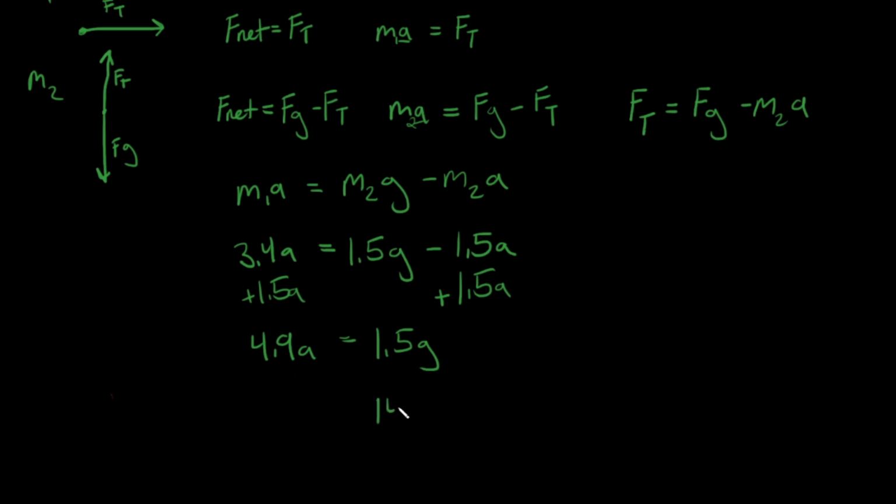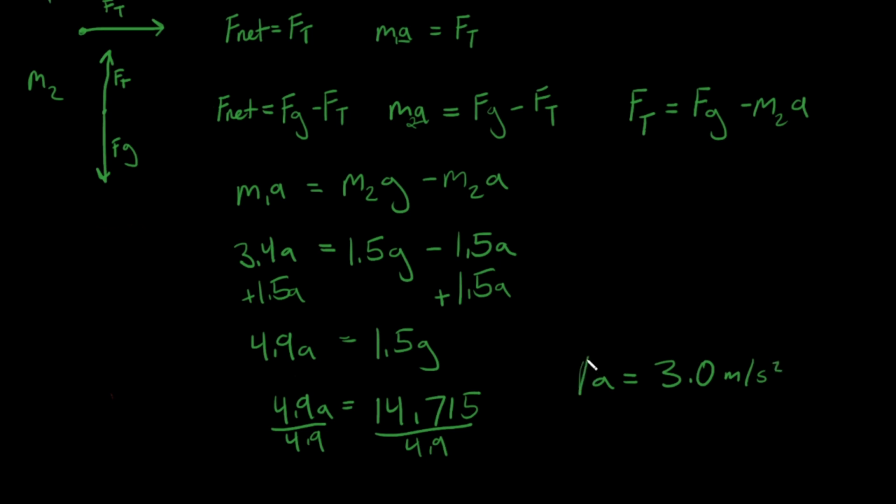And we'll get 14.715 is equal to 4.9a. Let's divide by 4.9 to isolate for a. And we'll get that a is equal to approximately three, let's put it to two sig digs, 3.0 meters per second squared. Awesome.